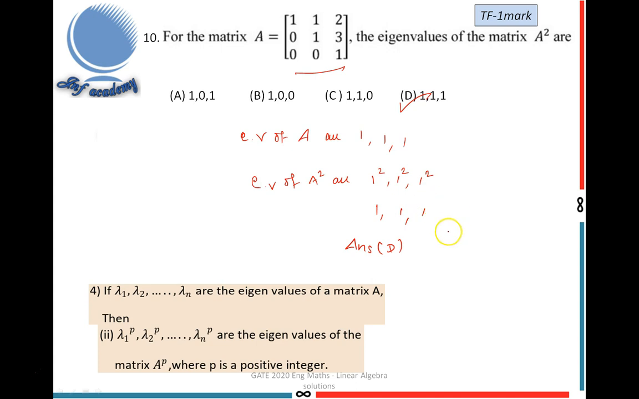So these are the GATE 2020 engineering mathematics questions related to the eigenvalue and eigenvector concepts.